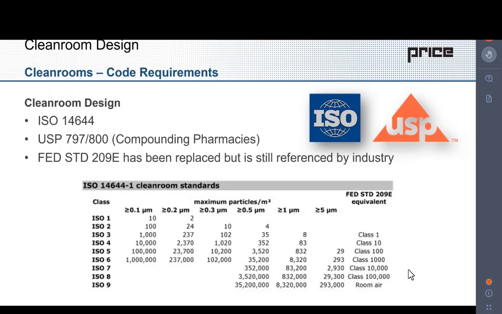Now, what that Fed standard was doing was also relating the classes to particle counts, but it was particles of 5 microns or larger per cubic foot. So they're not directly comparable to the ISO classes, but as you can see on this table, a class 1 in the Fed standard would be roughly equivalent to an ISO class 3 in the current ISO 14644.